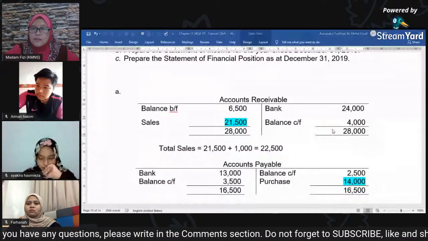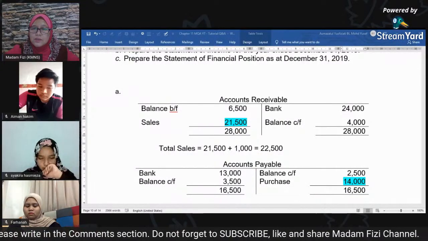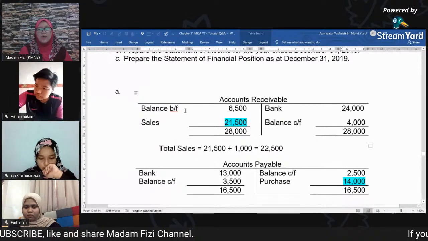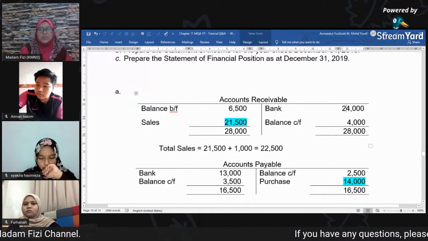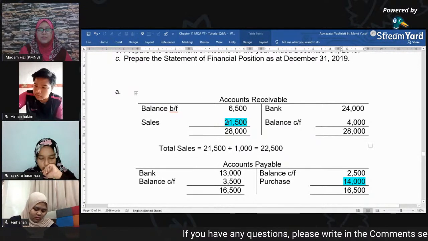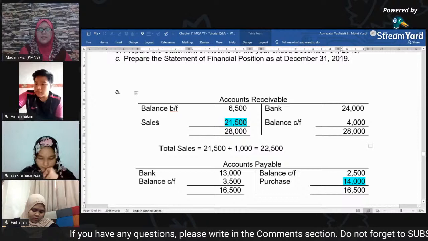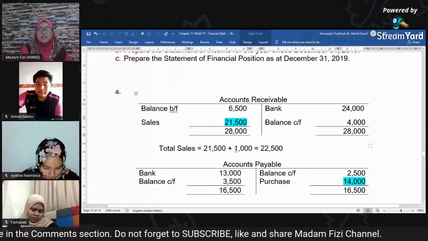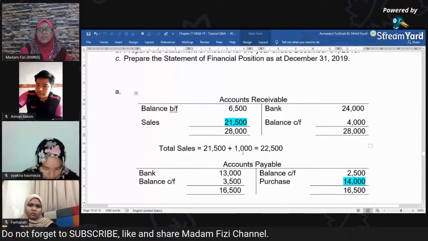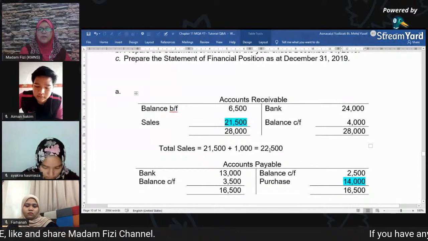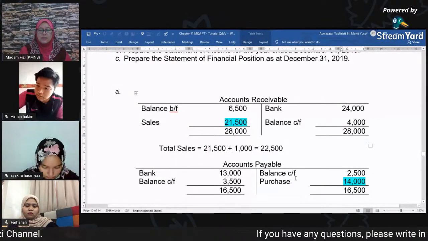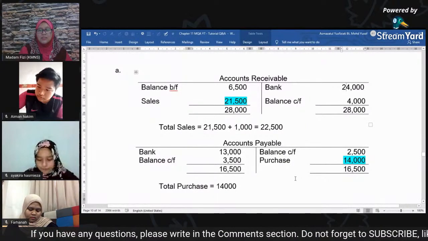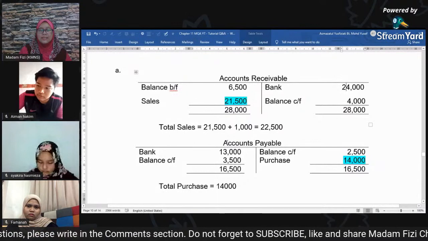Okay, so the bank 24,000. So then you balance left and right, that is 28,000. So the missing figure is 21,500. So this is the credit sales. Now you calculate the total sales, credit sales plus cash sales you get from the question, equals to 22,500, the total sales.